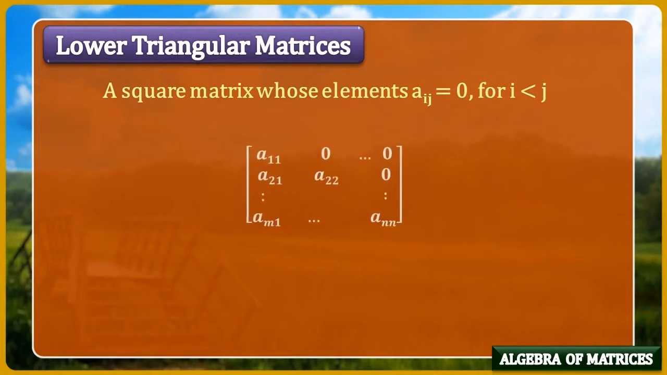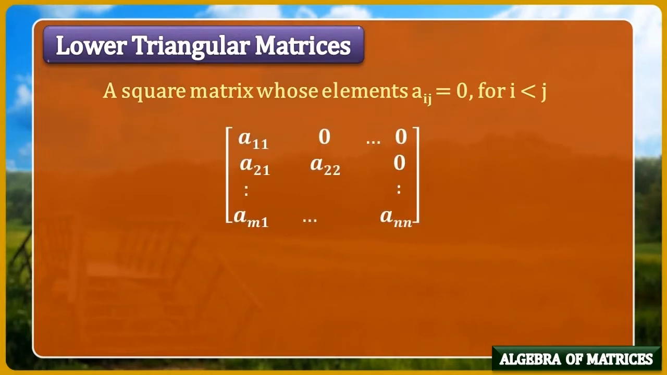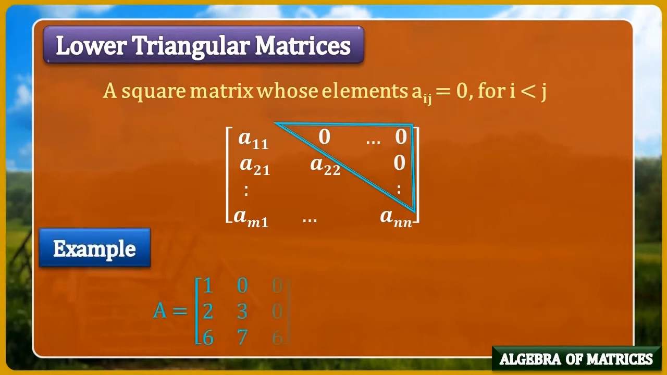Next type of a matrix is a lower triangular matrix. A square matrix whose elements a_ij is equal to 0 for all i less than j is called lower triangular. That is, all the elements above the main diagonal are 0. For example, this is a lower triangular matrix because all the elements above the main diagonal are 0.